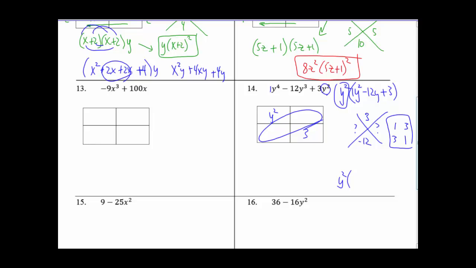So the actual factored polynomial is just taking that y squared out, and then we're left with y squared minus 12y plus 3. So we're not talking about no solution. We're not solving. We're just factoring the polynomial. The only thing we could factor out is the y squared. So we stop right there. Y squared times y squared minus 12y plus 3.